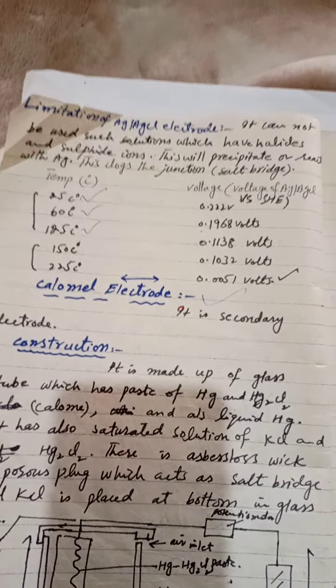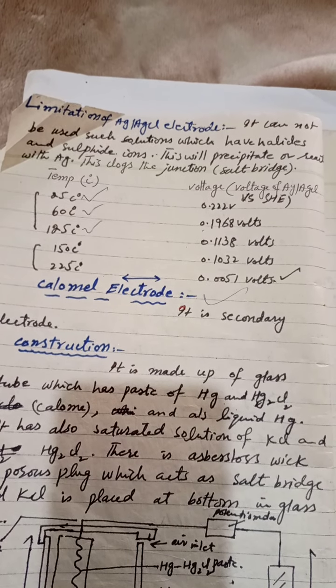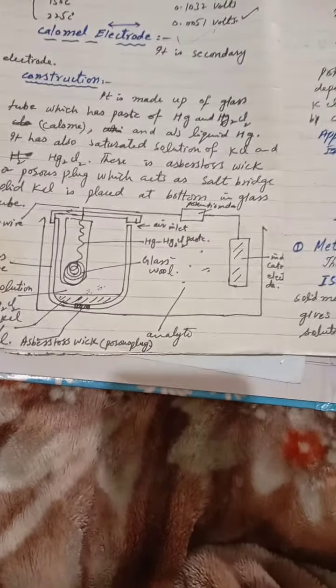This is the silver electrode. It is used as the reference electrode. Now we come to the calomel electrodes. This is the calomel electrode.